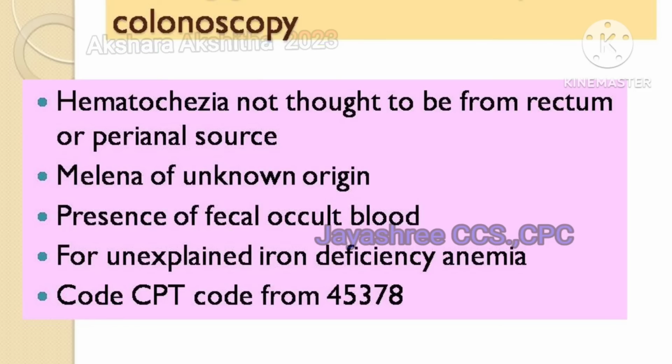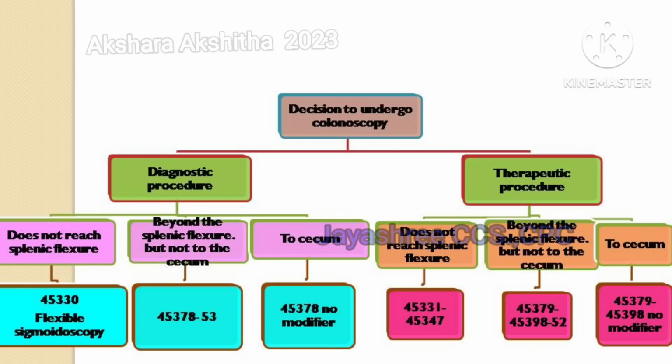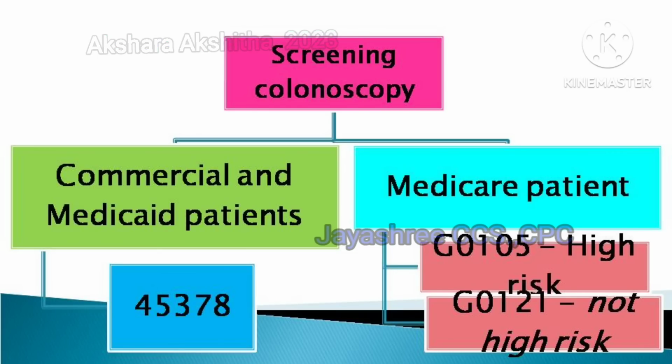Let's see, there is a decision tree. Let me explain about that. This tree we have in the book also. If a patient comes for diagnostic colonoscopy and the colonoscopy is not reaching the splenic flexure, so the procedure stopped before the splenic flexure, at that time we have to code 45330, flexible sigmoidoscopy only.